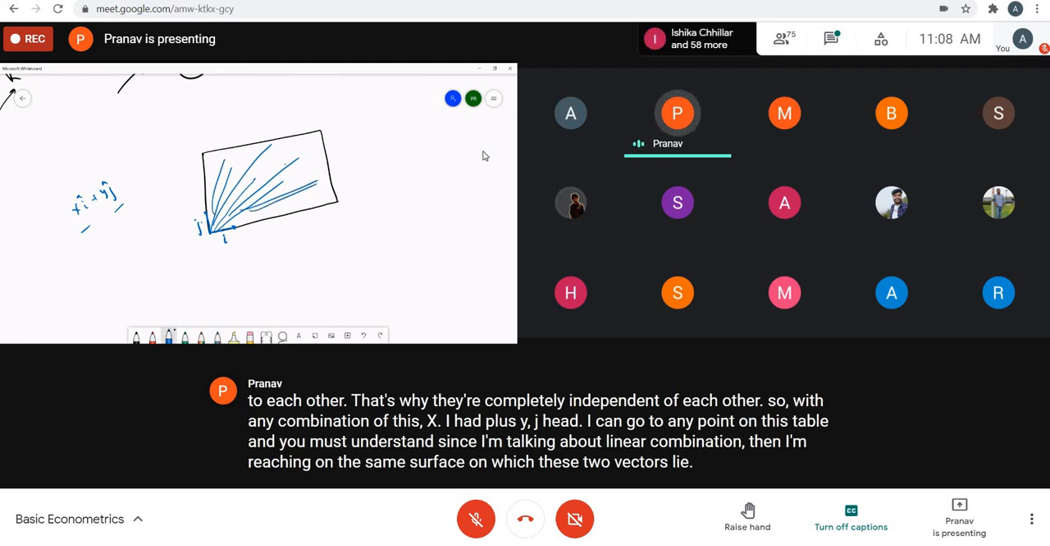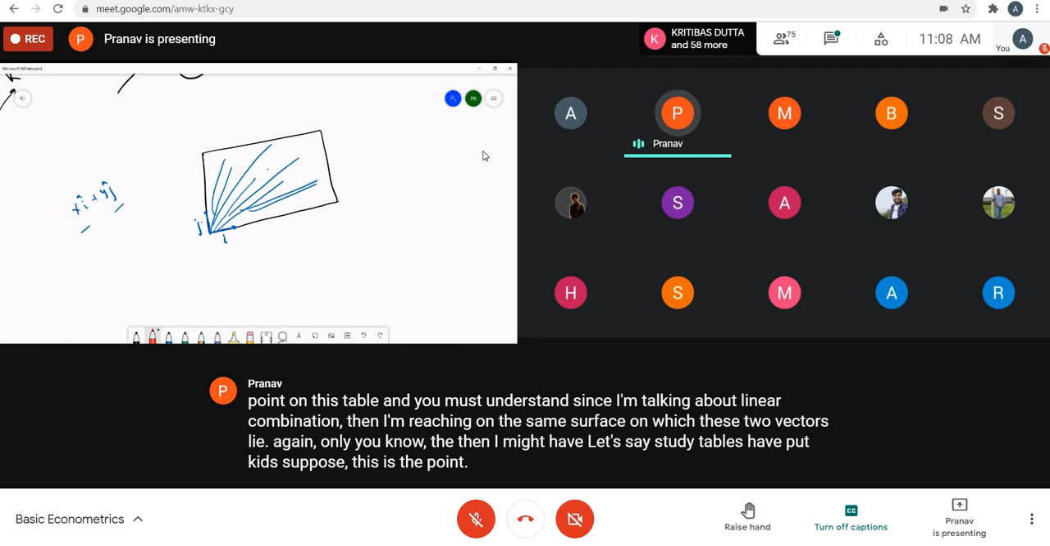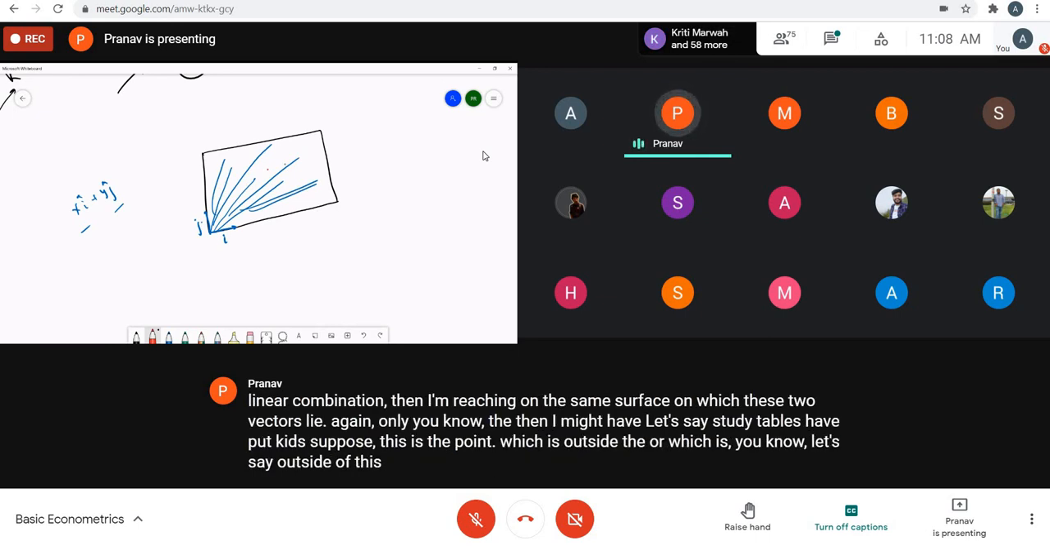अगर ये non-linear होता, then I might have, let's say, study table से आप उठ के, suppose this is a point which is outside of this surface of the table on which you're studying. This is not linear combination.